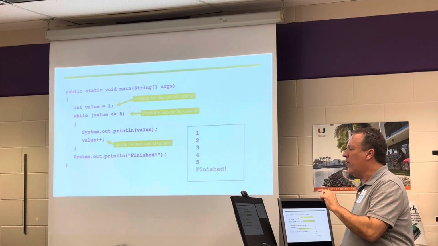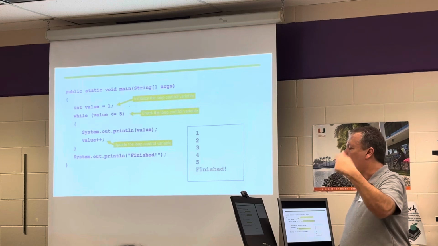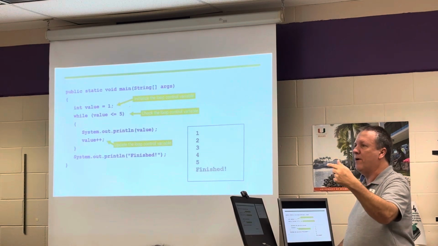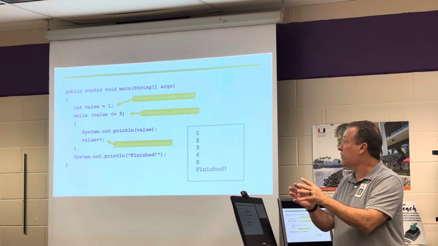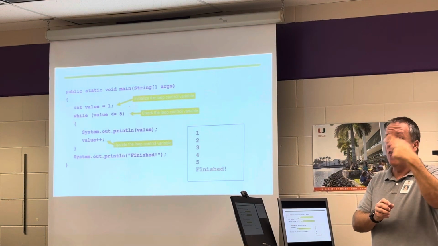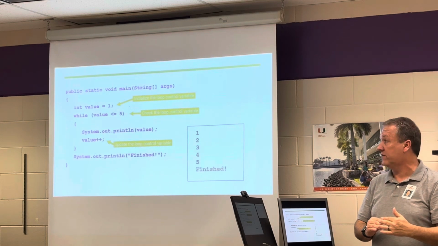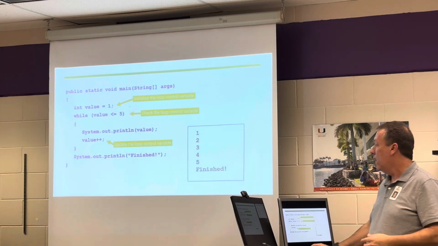Because then the value plus plus would not be in the loop, and it would just print out 1, 1, 1, 1, 1 over again. Because if you didn't have curly braces, only one statement would be in the loop. Value plus plus would be outside of the loop, and it would just keep printing out 1 over and over again, and I would never hit that value plus plus statement. So there's a reason why curly braces are good, because you're going to group that code together.